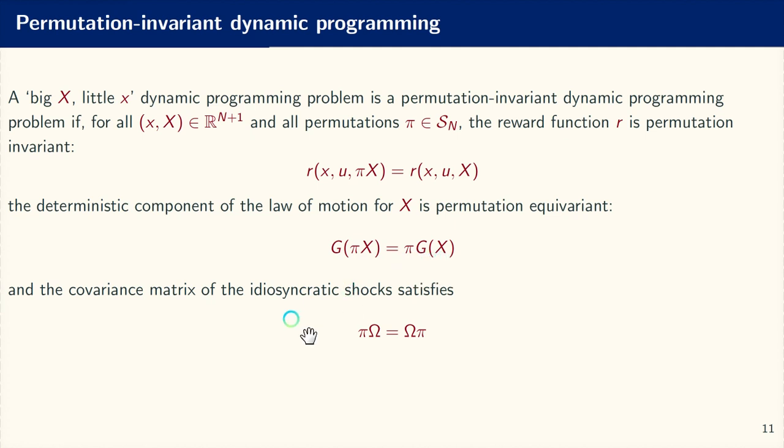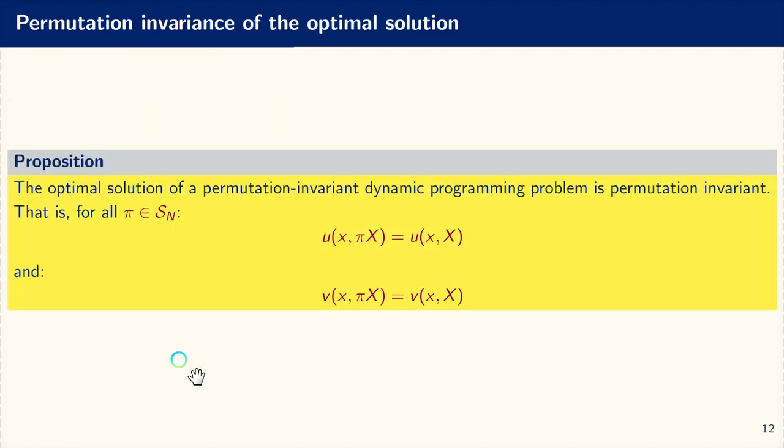And then, if I have the covariance matrix of the idiosyncratic shock satisfying that pre-multiplying and post-multiplying it by the permutation matrix does not have any effect. Okay? So if these three conditions are satisfied, then my dynamic programming problem is a permutation invariant dynamic programming problem. And there is a quite straightforward proposition that follows from it.